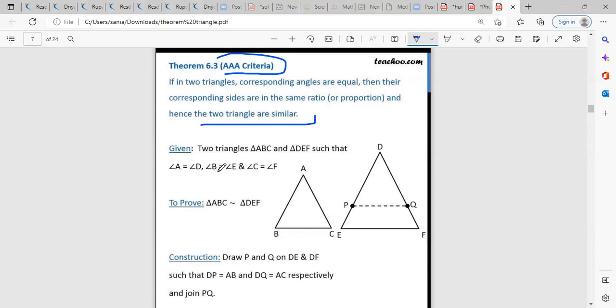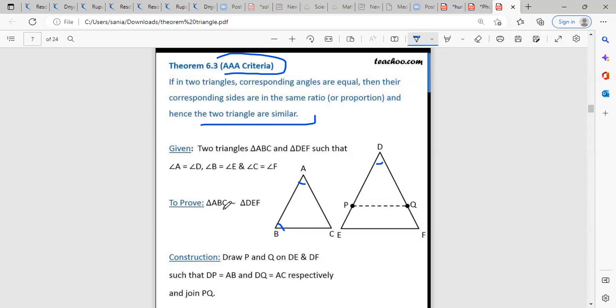So what they are saying, they have just given you these two triangles, this and this. They have corresponding angles equal: angle A to angle D, angle B to angle E, angle C to angle F. So these are equal, right? All three sides corresponding means, for example, it's the upper one, so here it will be the upper one, not the lower one. So they are equal.